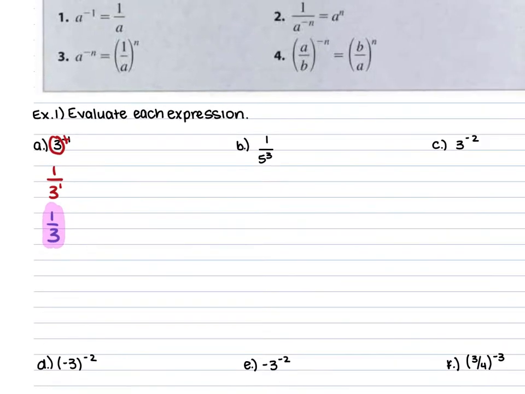For example B, we have 1 over 5 to the third power. Well, that 5 to the third power is the same thing as saying 5 times 5 times 5, 3 times. So you have to simplify that. So the 5 times 5 is 25, times 5 is 125. So that's just 1 over 125.